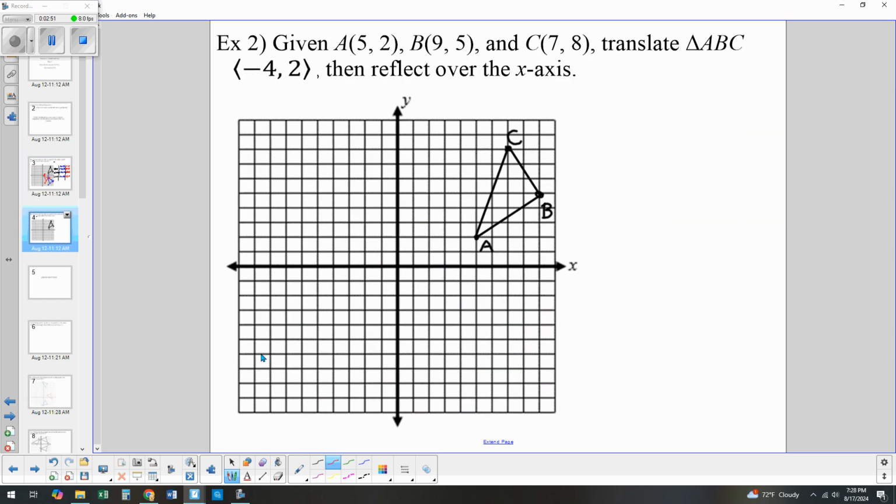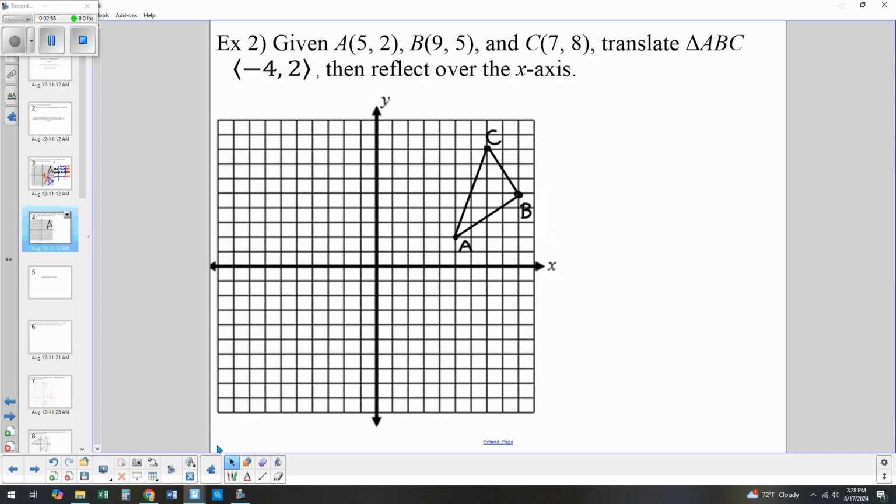For our next one, we're going to do something very similar. So I'm going to list my original points again. A was 5, 2. B was 9, 5. C was 7, 8.